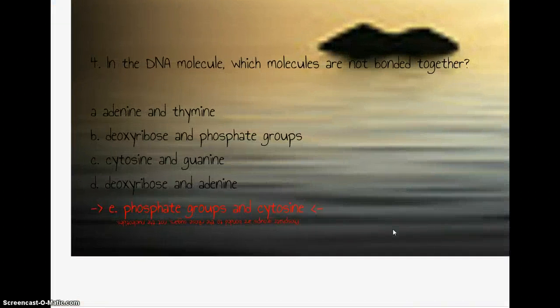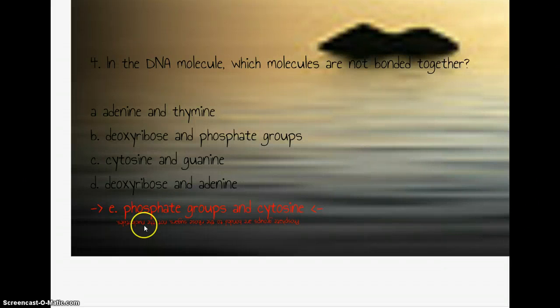In the DNA molecule, which molecules are not bonded together? So here we were given a list, A, B, C, D, and E. A has adenine and thymine, and we looked at the picture, we know they bond together. Deoxyribose and phosphate groups, those bond together too, with the sugar phosphate backbone. Cytosine and guanine, they bond, and the deoxyribose and adenine, well really it's deoxyribose and any of the other nucleotide bases, because the ribose is attached to that.